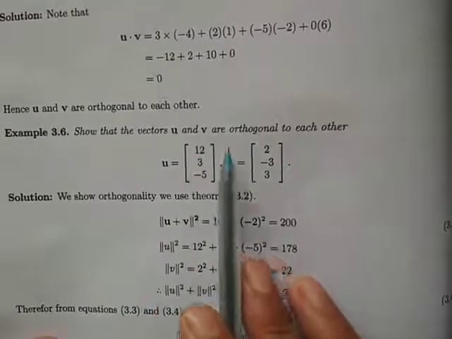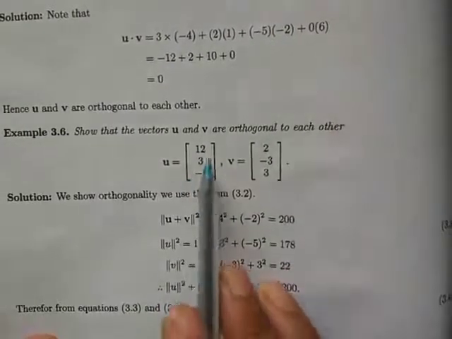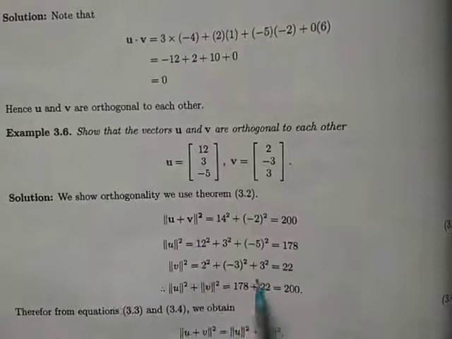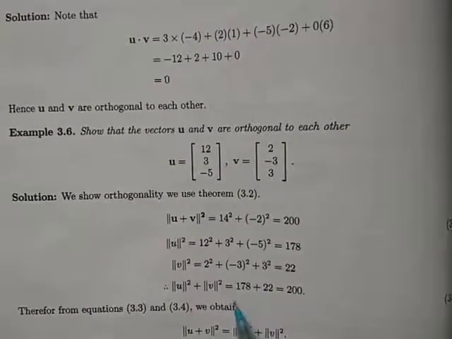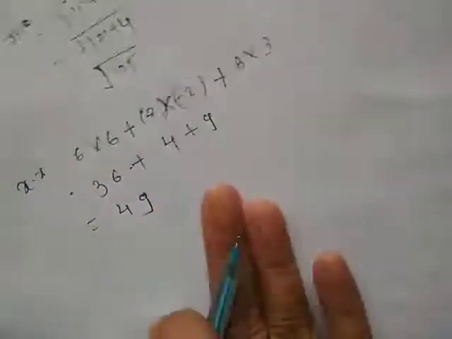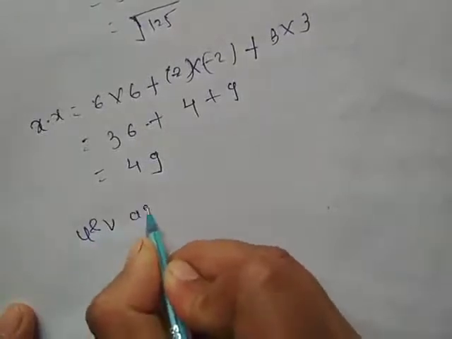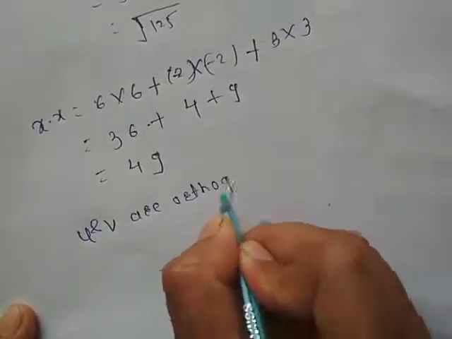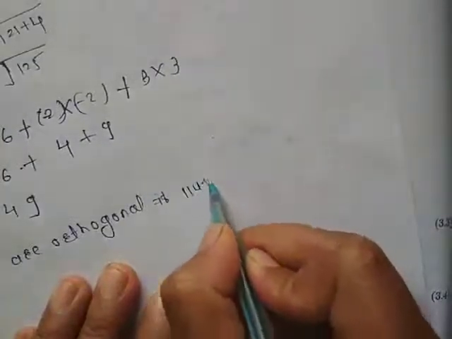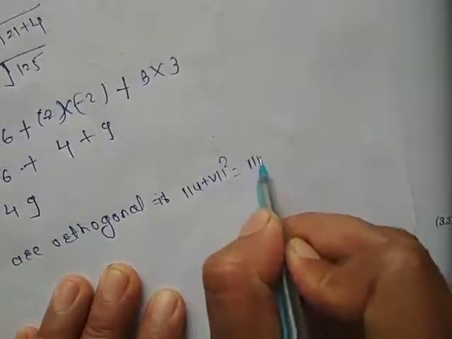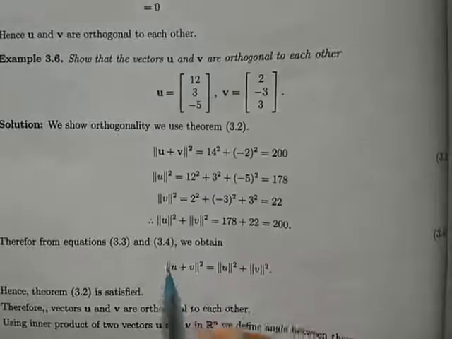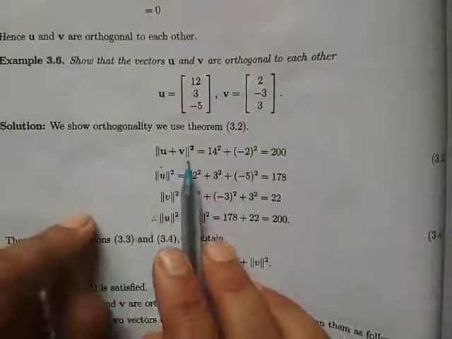Show that the vectors u and v are orthogonal to each other. Here u is this vector and v is this vector. We show this orthogonality by using the theorem. That theorem is: u and v are orthogonal if and only if norm of u plus v square is equal to norm u square plus norm v square. So for this we will calculate norm of u plus v square.